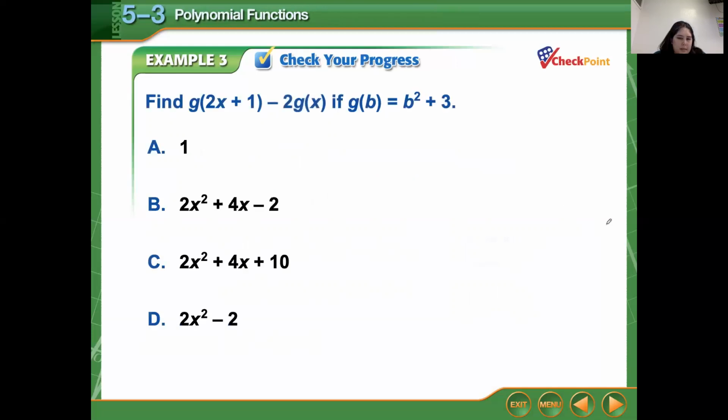All right, go ahead, pause the video. All right, so with this one, when you work it out, you should simplify to be 2x squared plus 4x minus 2.